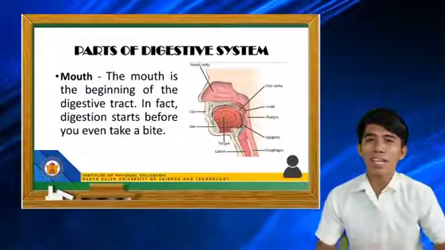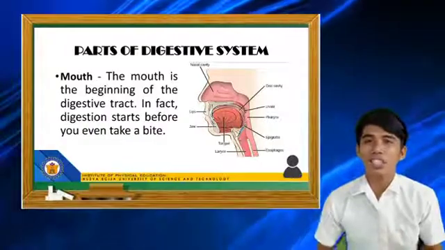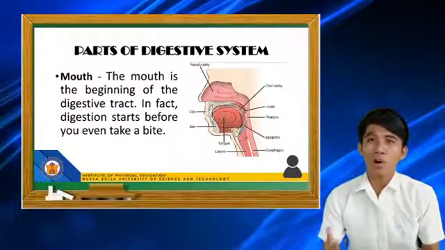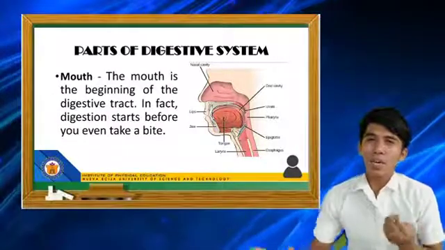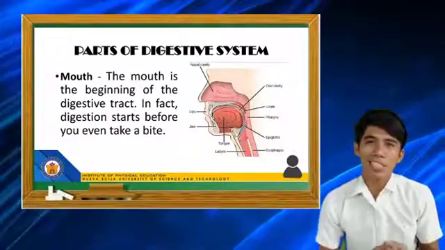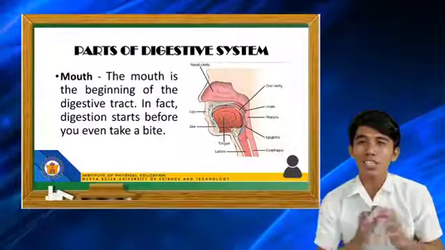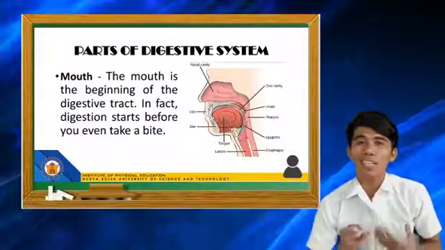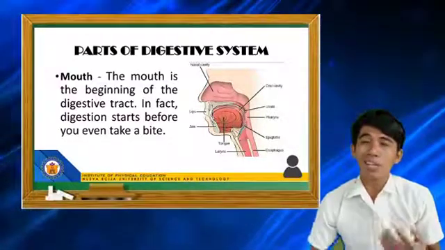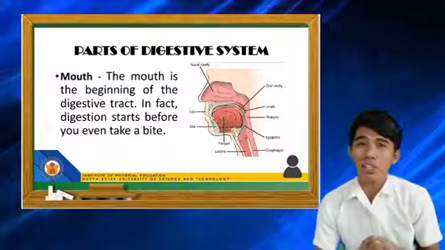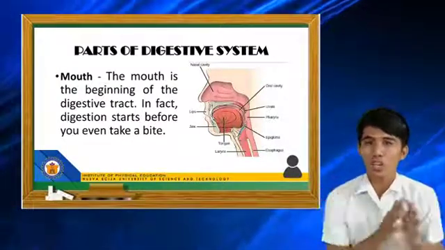The mouth is the beginning of the digestive tract. In fact, digestion starts before you even take a bite of food. We know that the first function of the digestive system is ingestion. When we say ingestion, it is the process of intaking food. And the mouth is responsible for this function.